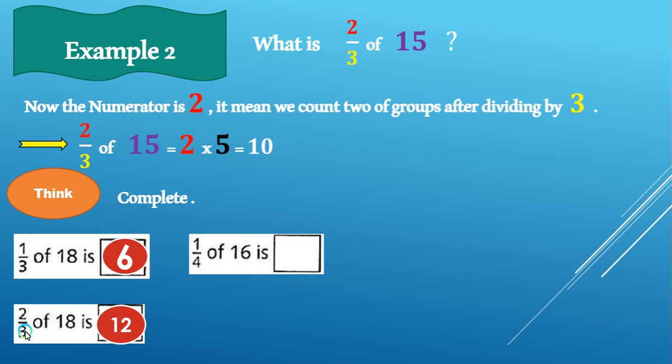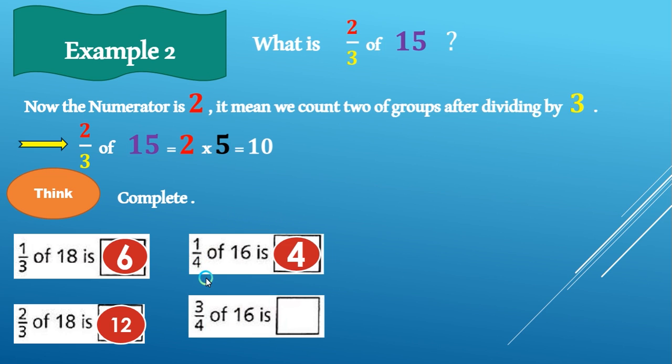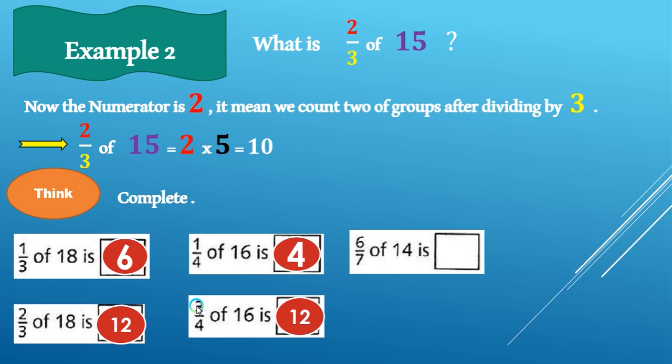Third example, 1/4 of 16. I am in the first case, with a unit fraction, so I will divide 16 by 4 only, and I will get 4. Fourth example, I have 3/4 of 16. I am in the second case, dealing with a non-unit fraction. 3 over 4 of 16: 16 divided by 4 is 4. After that, I will multiply by 3. I will get 12.